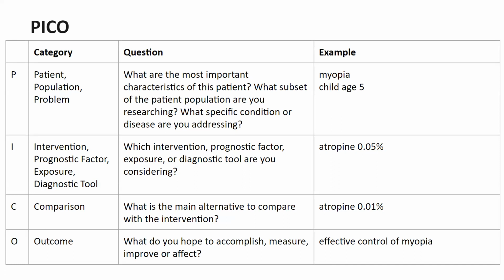C stands for comparison, and it's what you would like to compare your intervention to. In our case, we would like to compare 0.05% atropine to 0.01% atropine. So 0.05% atropine would be our intervention and 0.01% would be our comparison. Sometimes you may not have any comparisons, and so you would just leave that space blank if you're not comparing your intervention to anything. Finally, your outcome would be what you hope to accomplish. In this example, our desired outcome is effective control of myopia. Now that we've identified our research question, our next step will be to identify what types of sources we would need to give us the information that we need.